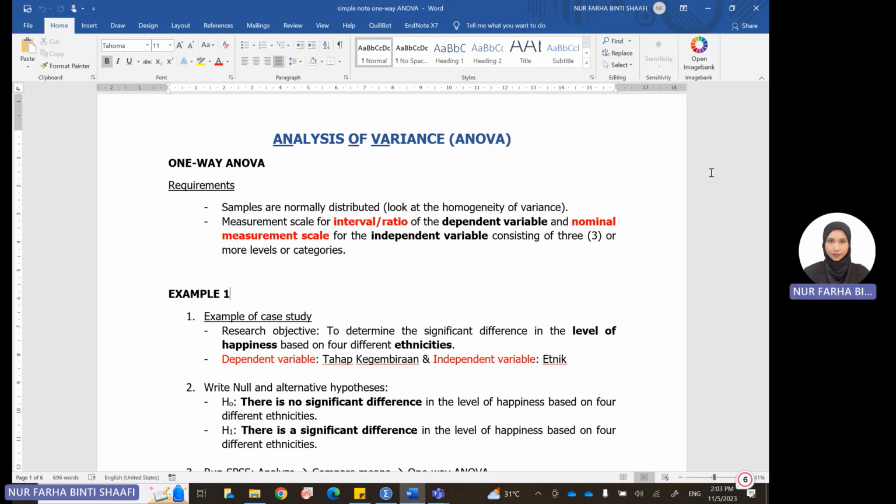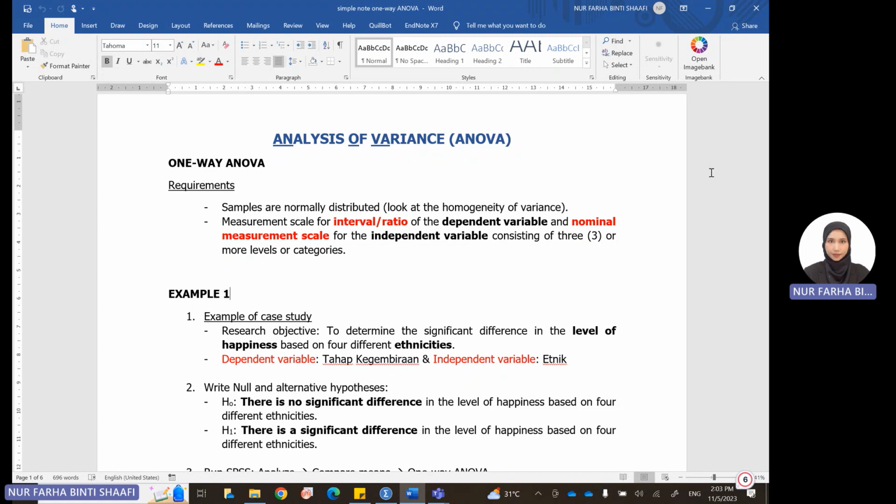So let me repeat. ANOVA and the T-test are both used to compare means. You have independent and dependent variables, but for ANOVA, you use it when your independent variable has more than 2 levels or categories, for example 3, 4, 5, and so on. The example just now was ethnicity. For the independent T-test, you use, for example, gender.